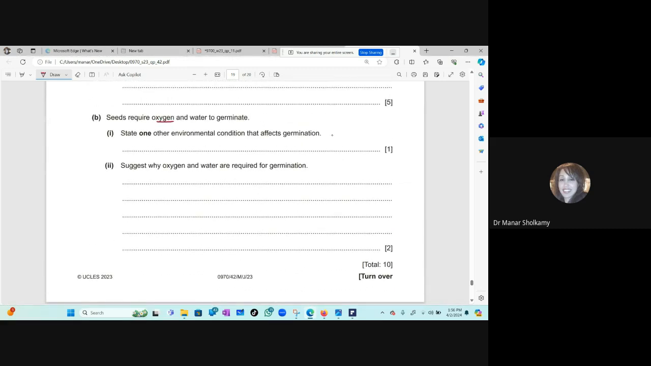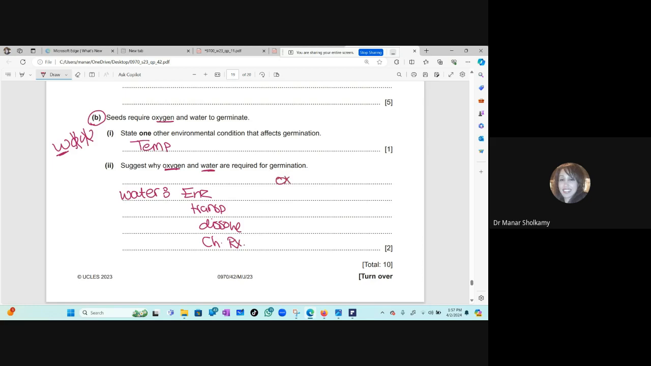Seeds require oxygen and water to germinate. State one other environmental condition that affects germination. Remember the WOW? So they said oxygen and water. What is the last W? Warmth. Correct. Temperature. Suggest why oxygen and water are required for germination. Water is to activate the enzymes, I think. Correct. Water to activate the enzymes, to transport the material, to dissolve the sugar. All the chemical reactions take place in water, any one of those.